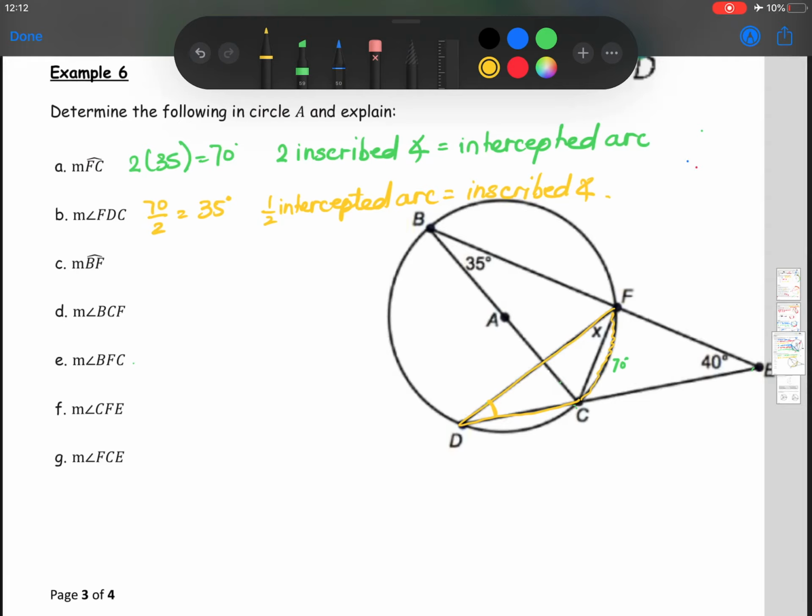Okay, measure of arc BF. So I need to find this arc BF. This is my arc BF. What do you know? You do know that this is the diameter. I'm going to just trace it in black. This is my diameter. I'm going to make it a thicker line, right? The diameter divides the circle into 2 equal halves. So this is 180 degrees. I already know this is 70, so this would be what? 180 minus 70, which is 110 degrees, right? So what can I write? BC is the diameter.